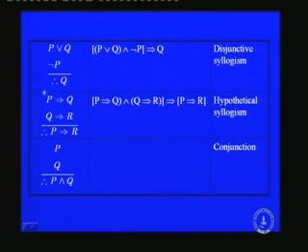Then you have this rule. From P or Q and not P, you conclude Q. This is called disjunctive syllogism. And from P implies Q and Q implies R, you get P implies R. This is called hypothetical syllogism. And if you have P and if you have Q, you can conclude P and Q. This is called conjunction.